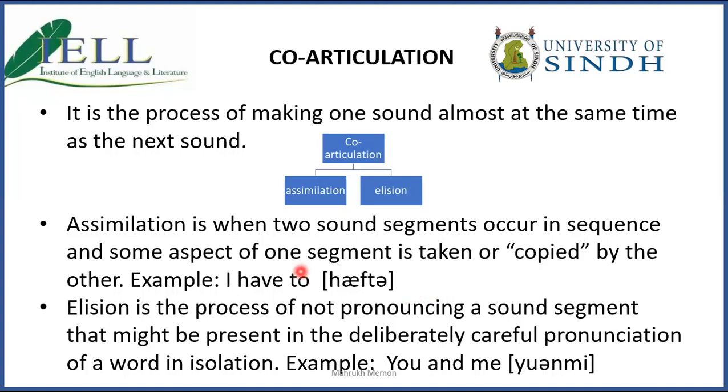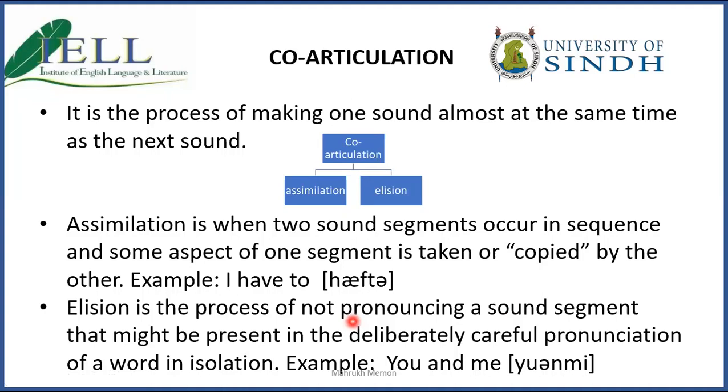Okay, next in co-articulation is elision. Elision is another type of co-articulation. It is the process of not pronouncing a sound segment that might be present in the deliberately careful pronunciation of the word in isolation. That means there would be two sounds coming together, but in the case of elision, one sound is omitted altogether. Omitted means missed out. So it is not pronounced. That sound is particularly missed out, omitted, or not pronounced. Okay, when does that happen?